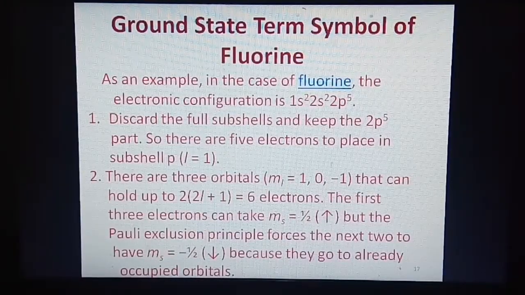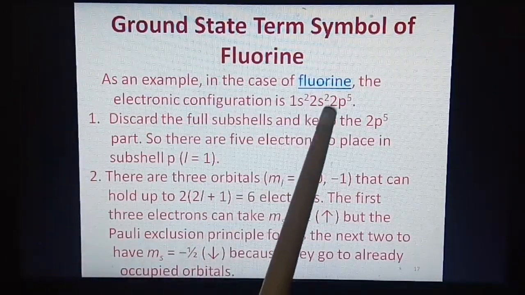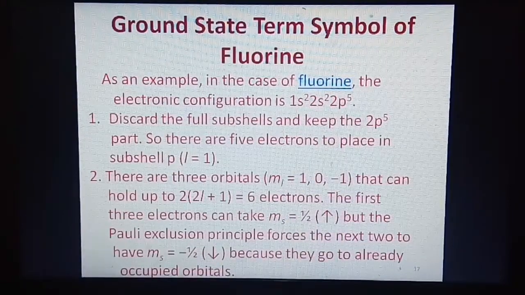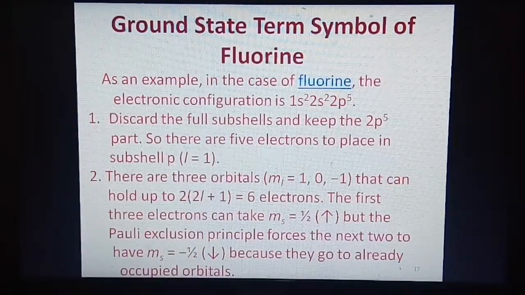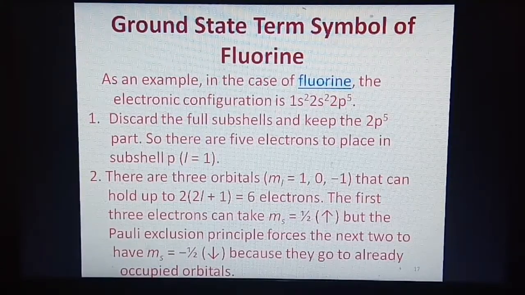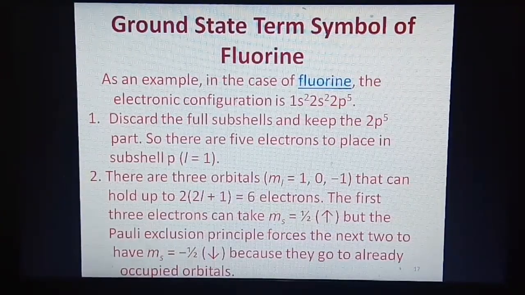As an example, in the case of fluorine, the electronic configuration is 1s2, 2s2, 2p5. Discard the full subcells and keep the 2p5 part. So there are 5 electrons to place in subcell P, that is L is equal to 1. There are 3 orbitals. The ML values of these 3 orbitals are plus 1, 0, minus 1. That can hold up to 2 times 2L plus 1, that is 6 electrons.